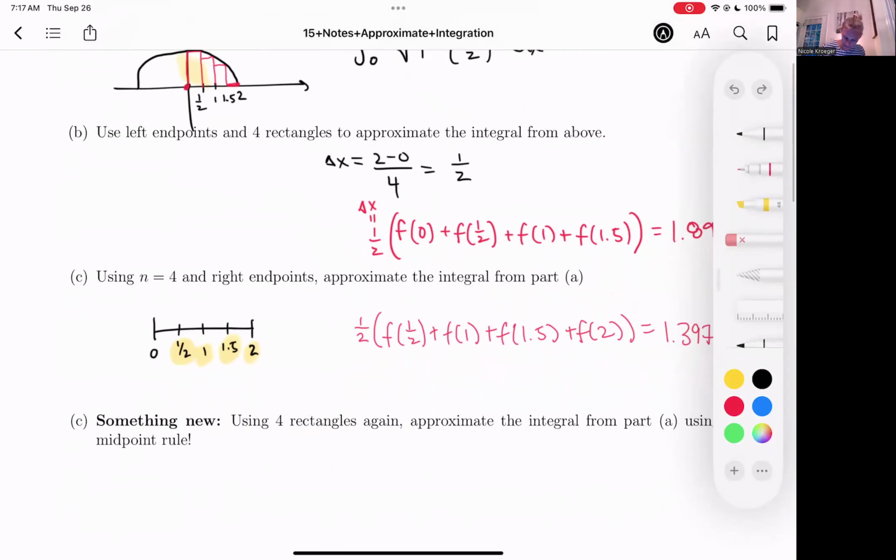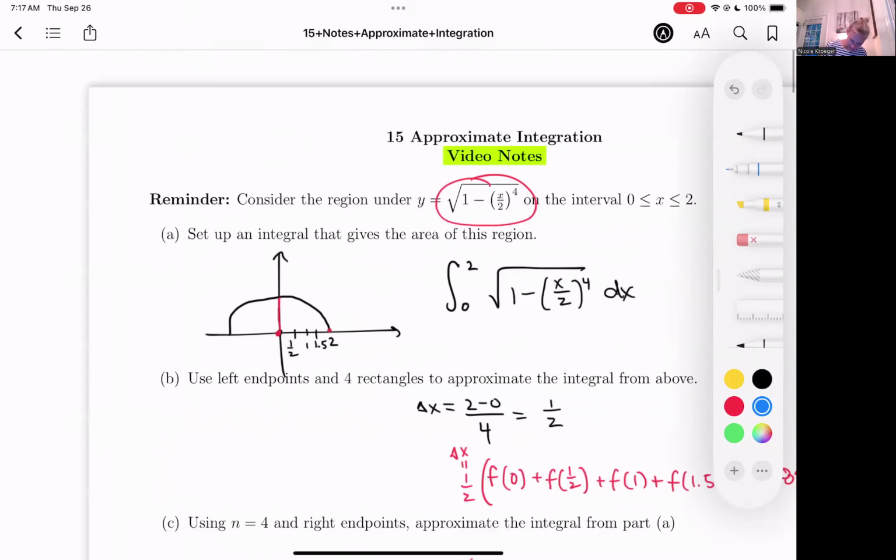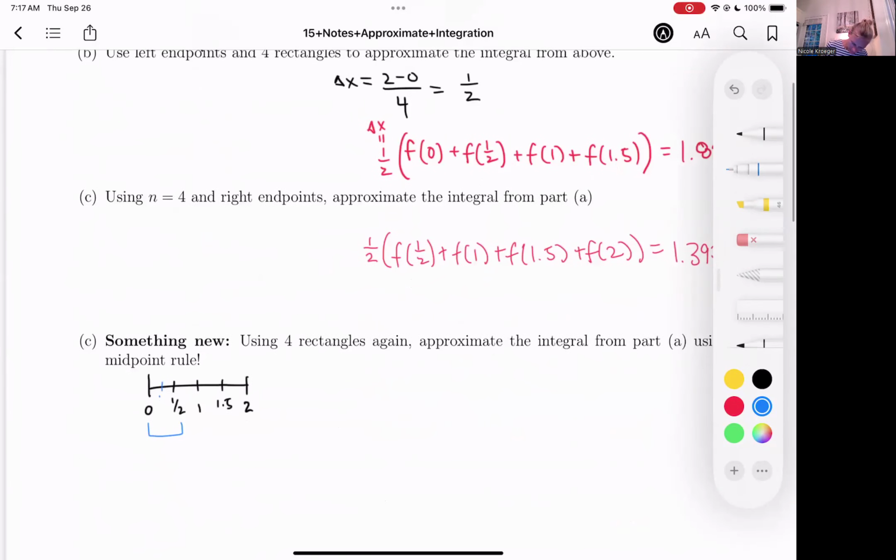So we're going to have the same little number line that we're working with. So let's just copy that down here. But now instead of choosing our heights based on right endpoints or left endpoints, what we're going to do is use the midpoint. So we have to look at the interval from 0 to 1/2 and ask what's the midpoint there? That's 1/4.